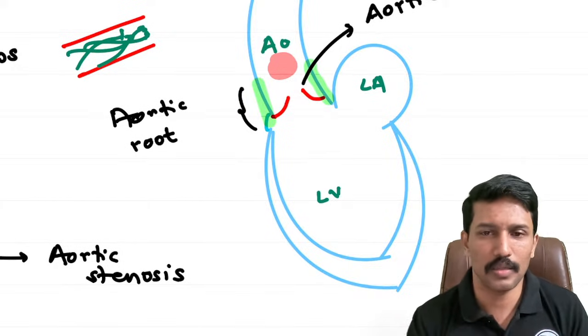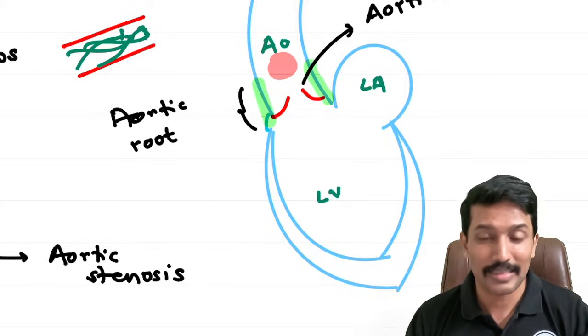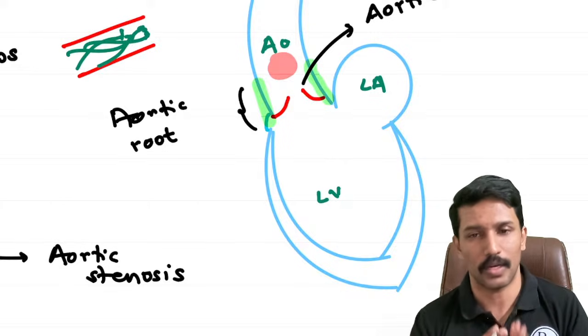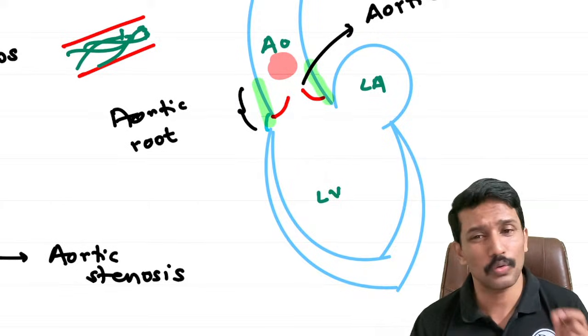So you can understand one thing very clearly, that a murmur in a valvular heart disease is heard in that phase of the cardiac cycle during which the blood flows through that valve. So now tell me, does the blood flow through the aortic valve during systole or diastole?